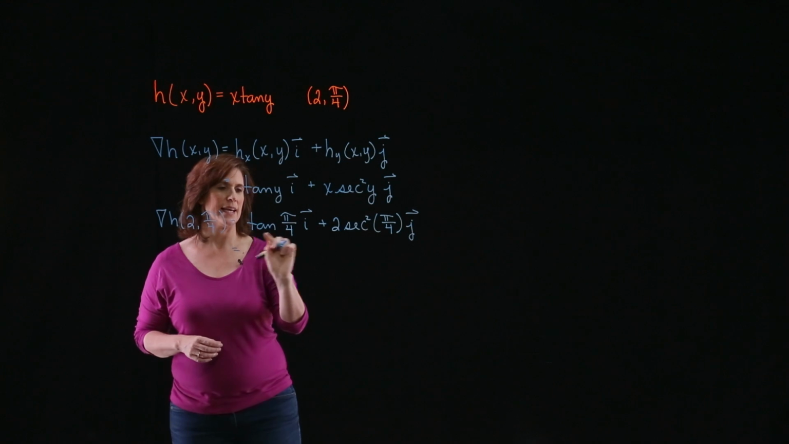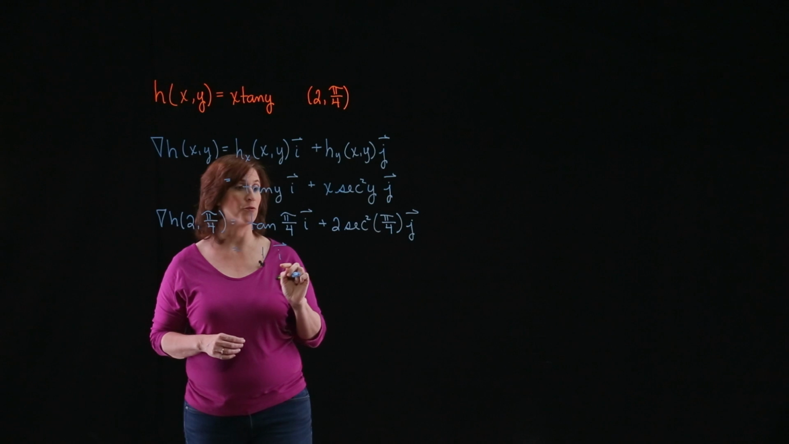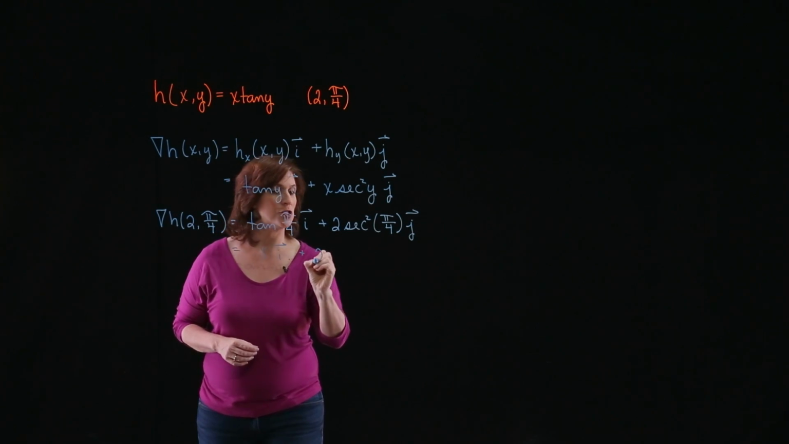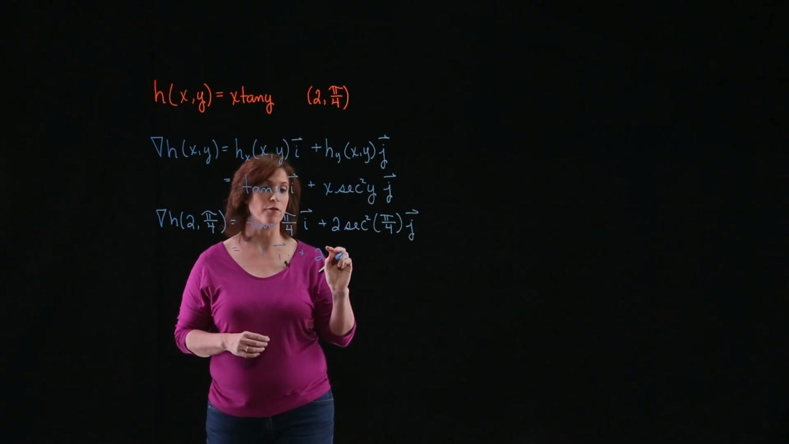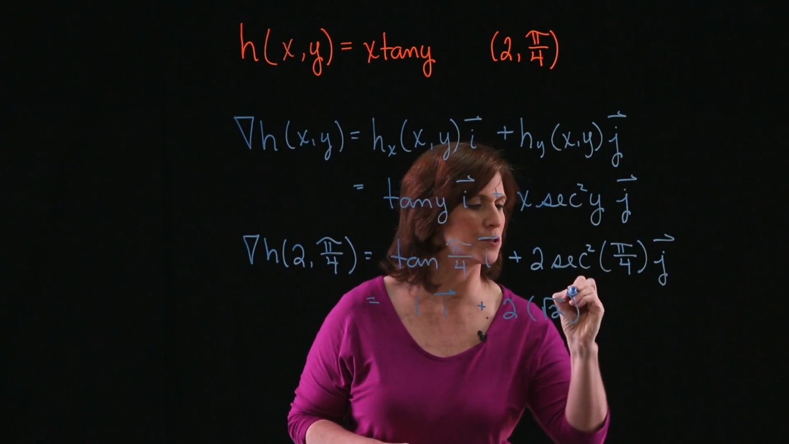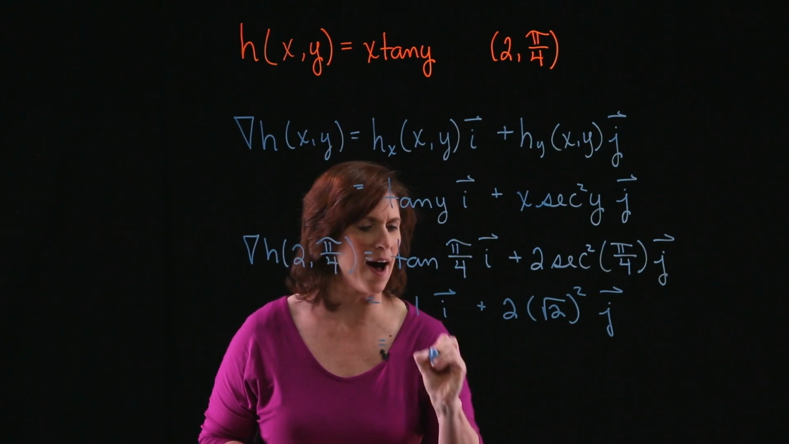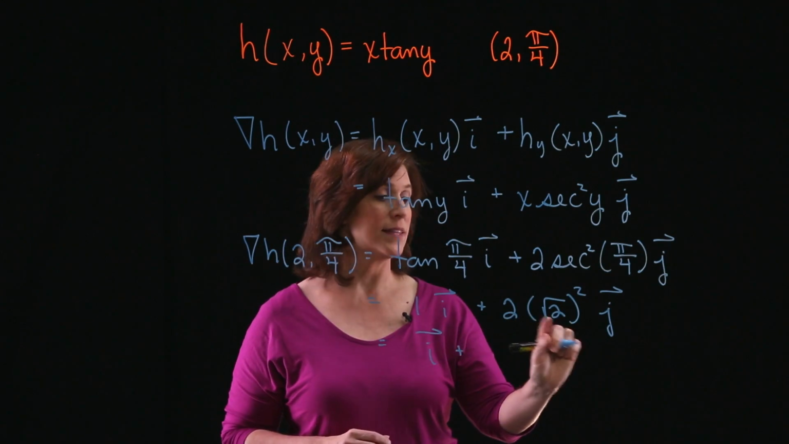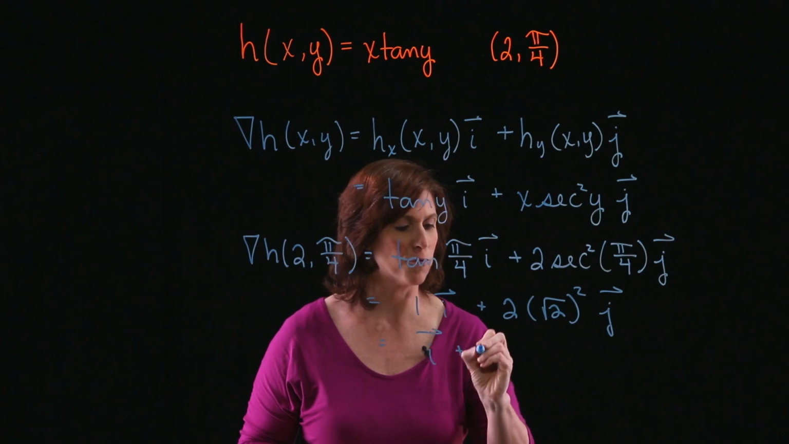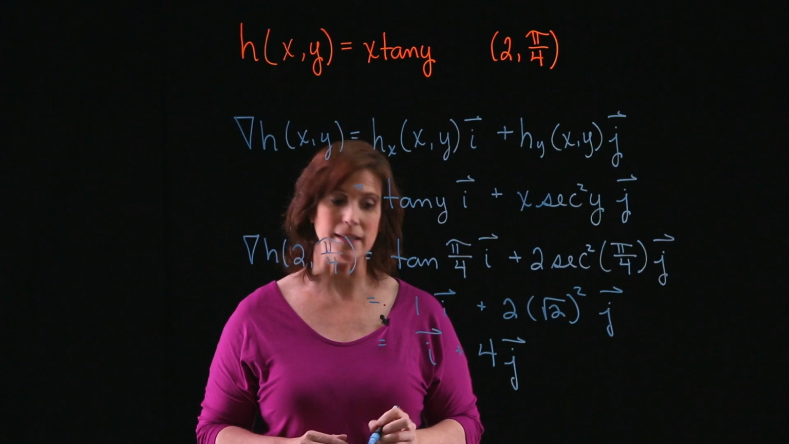So this is 1 times my vector i, because the tangent of pi over 4 is 1, plus 2 times the secant squared of pi over 4. Well, the secant of pi over 4 is the square root of 2, so we'll square that and multiply it by my vector j. So I have i plus, this will be 2 times 2, or 4, times my vector j, and that's my gradient.